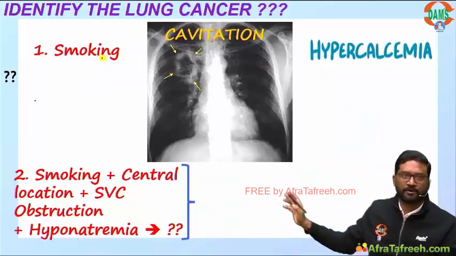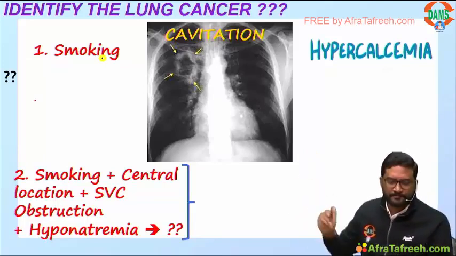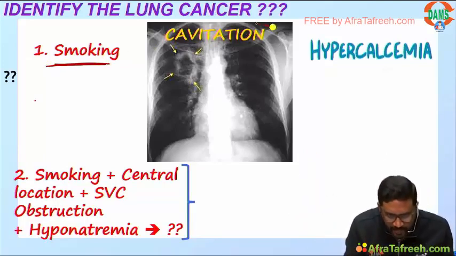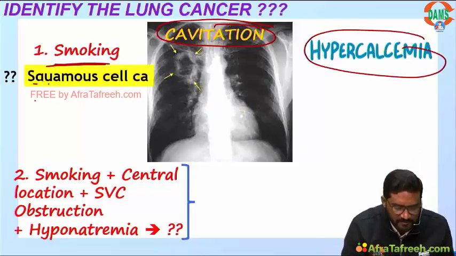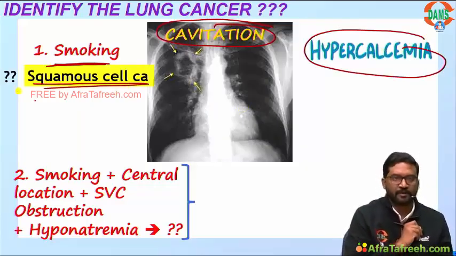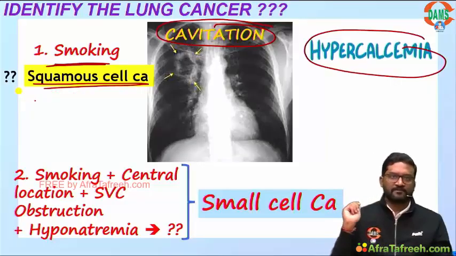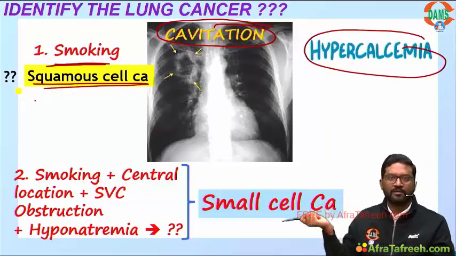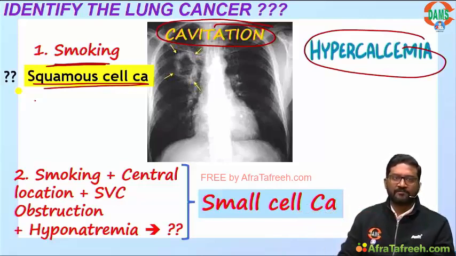Now let us see a few important questions. Now you answer. Let me see how quick you are in answering this. First question: smoking, there is cavity, there is hypercalcemia. What is the lung cancer? Your answer should be squamous. Then smoking, central location, SVC obstruction, hyponatremia. If you see this in combination, it is small. So this is the classical presentation. Smoking, cavitation, hypercalcemia: squamous. Smoking, central location, SVC obstruction, hyponatremia: small.